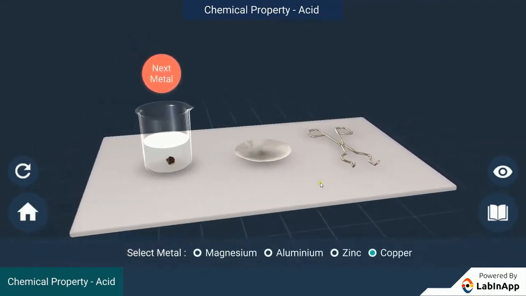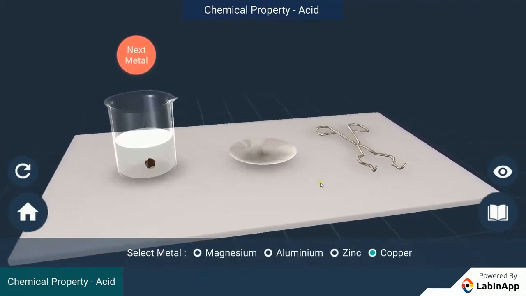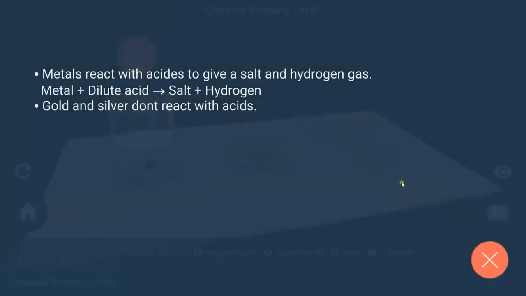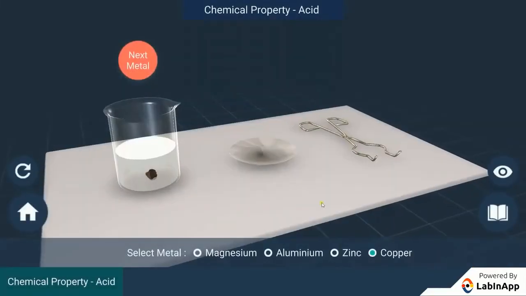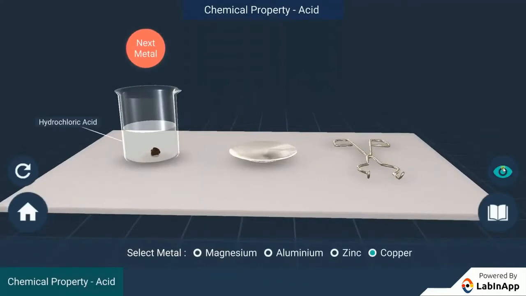The reaction is the most exothermic in this case. The reactivity decreases in the order magnesium, aluminium and zinc. Metals react with acids to give us salt and hydrogen gas. In the case of copper, no bubbles were seen and the temperature also remained unchanged. This shows that copper does not react with dilute hydrochloric acid.